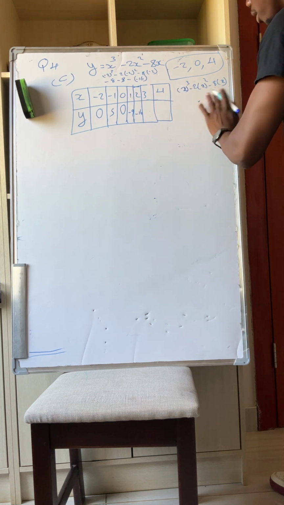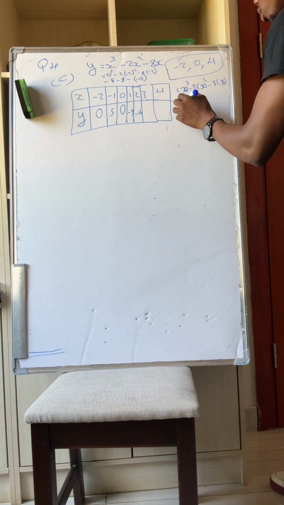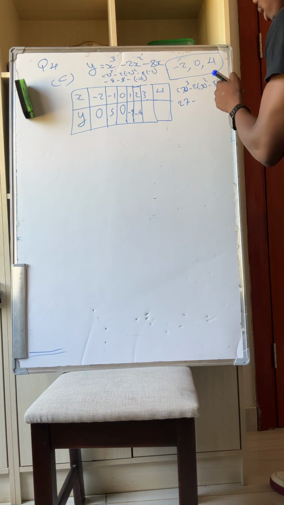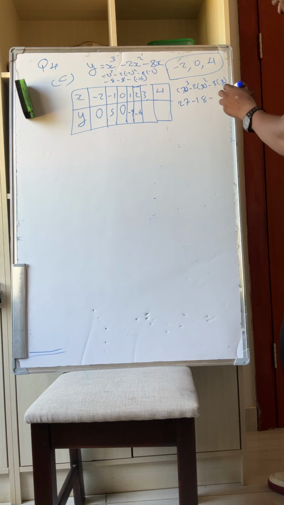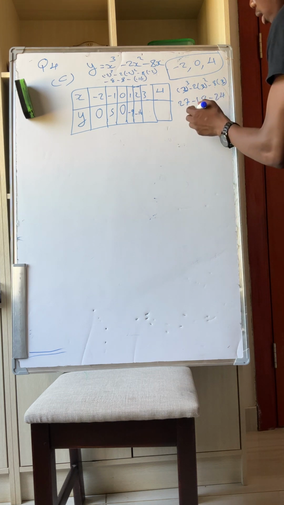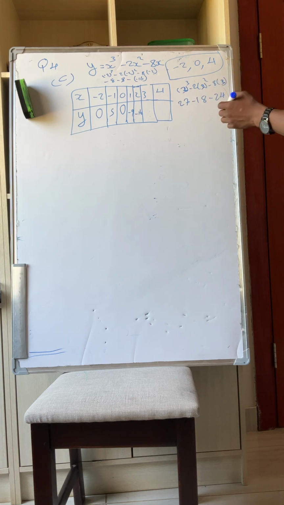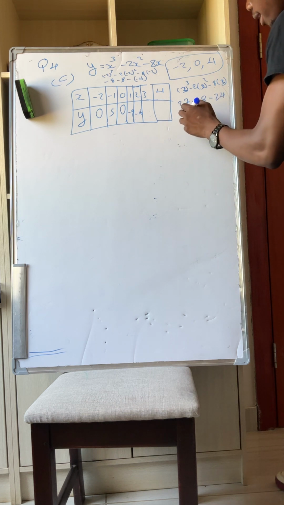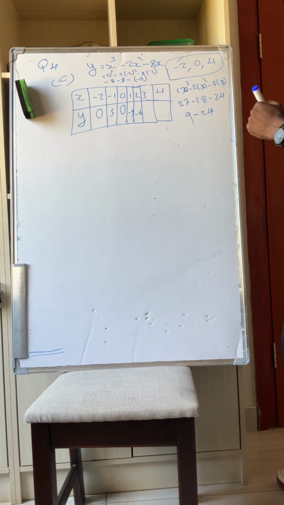If I put a 3, what will happen? 3 cubed, that's 27, minus 3 squared, 9, times 2, 18, minus 8 times 3, that's 24. So now what is 27 minus 18? That's 9. So I'm going to have 9 minus 24.